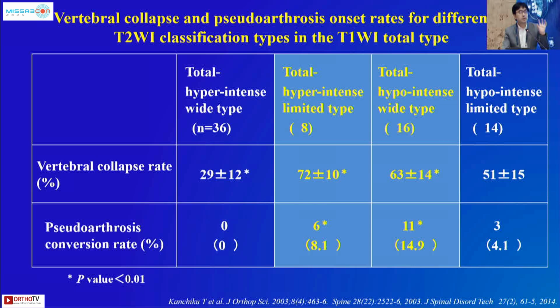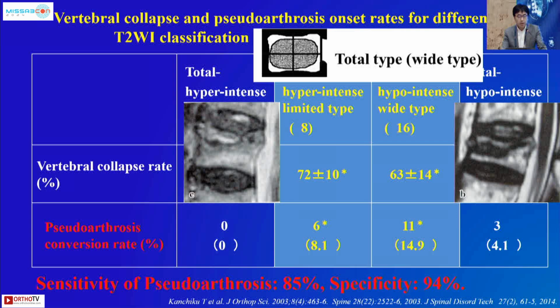We combined these 2 classifications, T1 and T2. So T1 total damage and T2 hypointense limited type and hypointense Y type were high risk for the vertebral collapse rate. In addition, there is pseudoarthrosis risk for this type. And the sensitivity for pseudoarthrosis was 85% and the specificity was 94%.